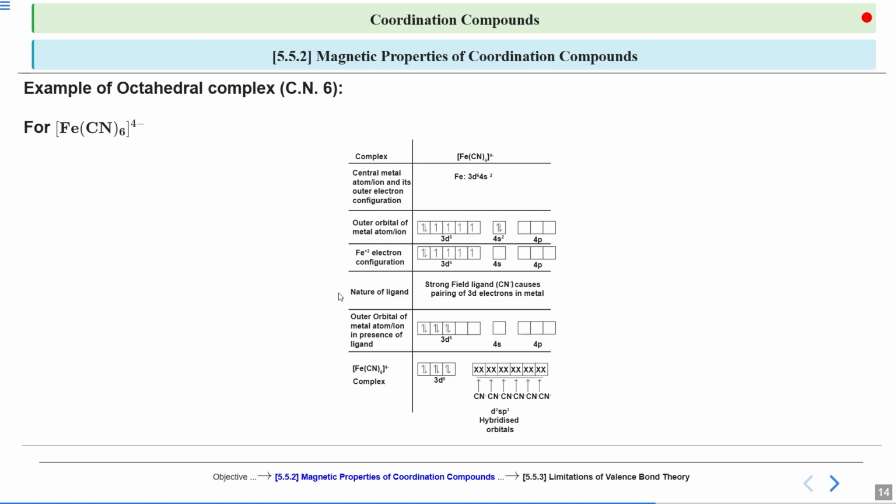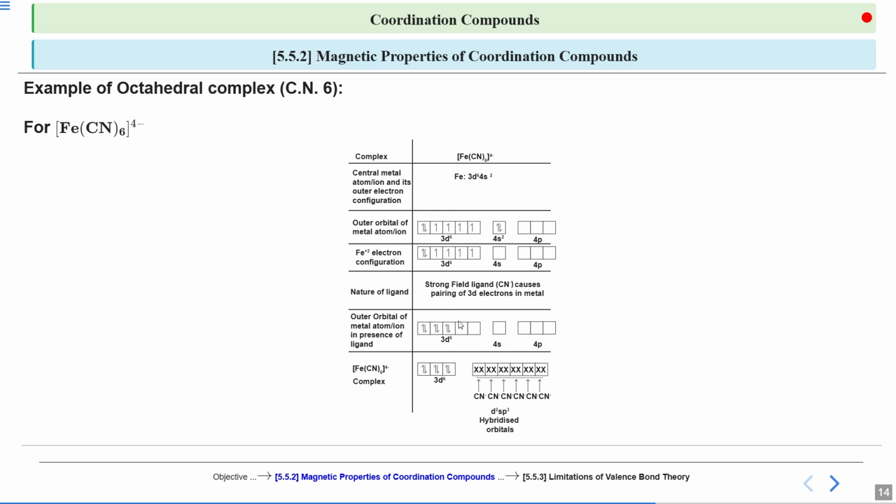3d6 will remain as it is with 4 unpaired electrons, and 4s becomes 0 from 2, and 4p as it is. Now we observe the ligand which is present. Here in this complex we have the cyanide ligand, which we have discussed is a strong field ligand as per the spectrochemical series. So the cyanide ligand causes the pairing of 3d electrons present in the metal. The 4 unpaired electrons undergo pairing.